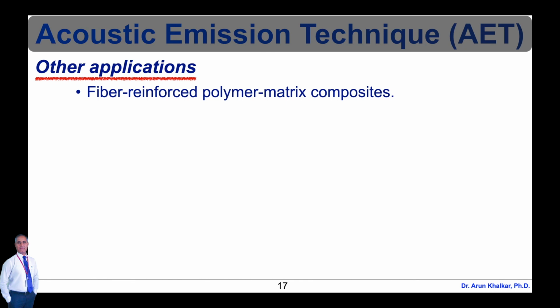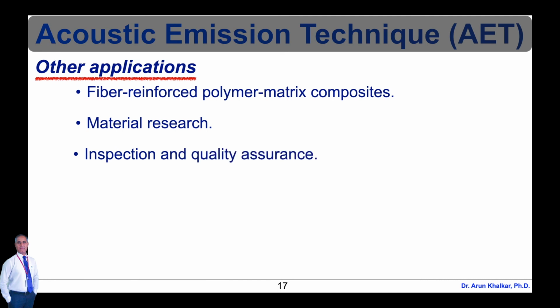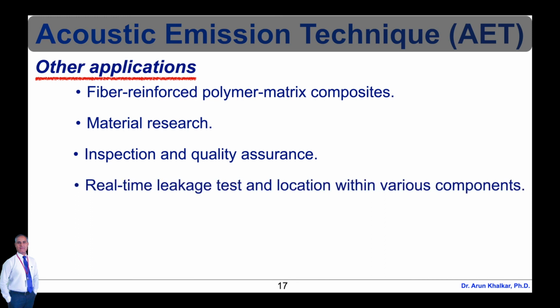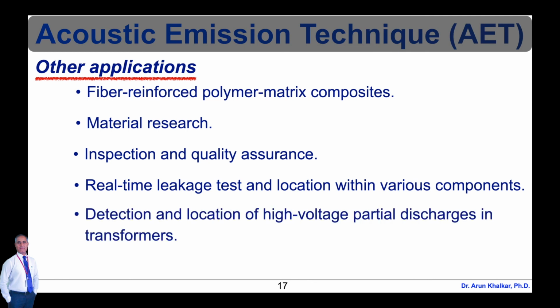There are several other applications of acoustic emission techniques, which are fiber reinforced polymer matrix composites, in particular glass fiber reinforced parts or structures, example fan blades. Material research, for example, investigation of material properties, breakdown mechanisms, and damage behavior. Next is inspection of quality assurance, example, wood drying processes, scratch tests. Next is real-time leakage test and location within various components such as small valves, steam lines, tank bottoms. Next is detection and location of high voltage partial discharges in transformers. Next is railroad tank car and rocket motor testings.